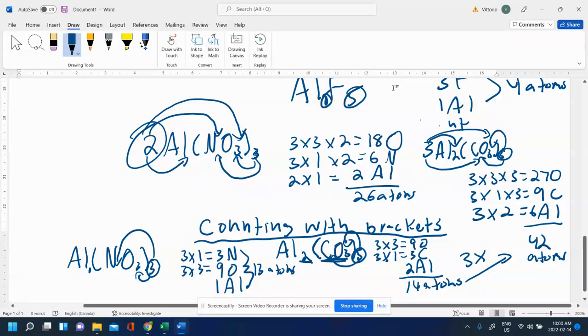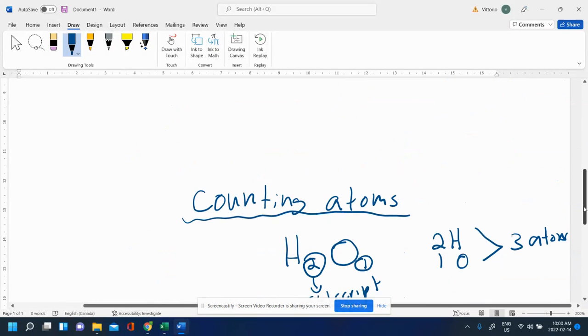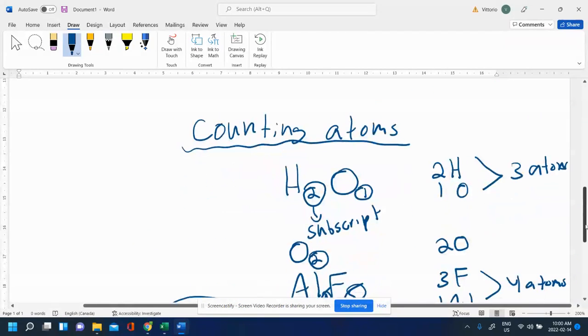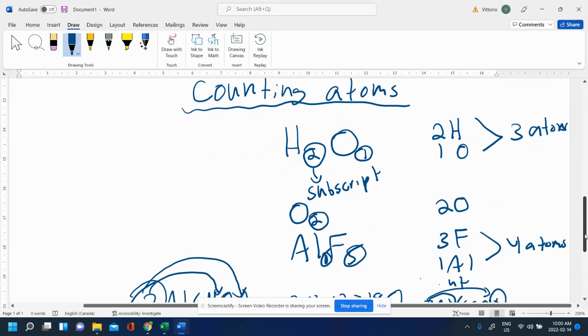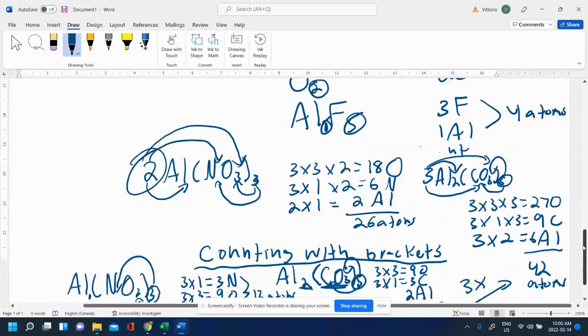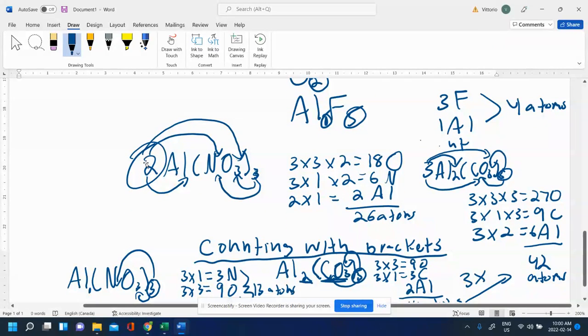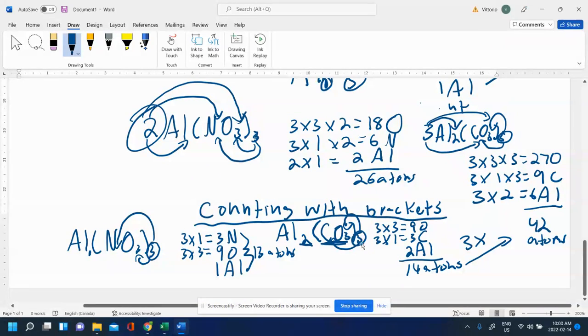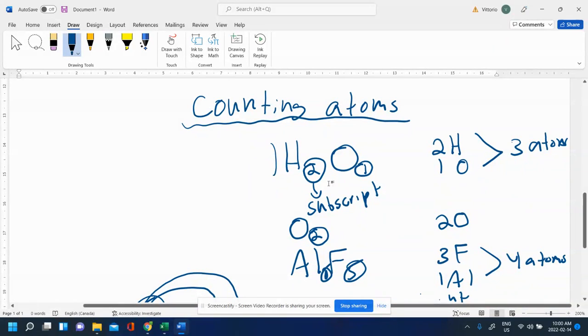So that's counting atoms in nice, simple forms. In regular forms here, we have no coefficient in the front, or when our coefficient is actually 1, we don't write it down. You just look at the subscripts, and it's pretty straightforward. Just remember that if there's no subscript, it's a 1. We saw what happens when you have coefficients. The coefficient multiplies everything, and with brackets, you simply multiply what's in the bracket by the subscript on the outside. Remember, subscripts are the small numbers, and the coefficients are the big numbers in the front.